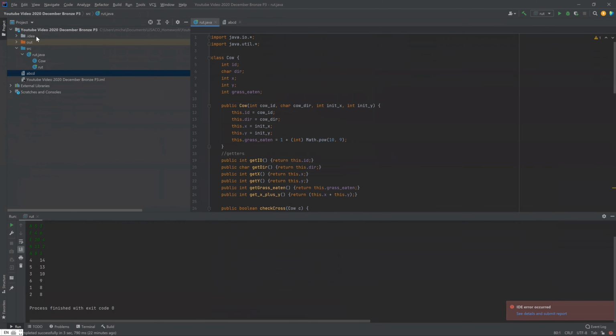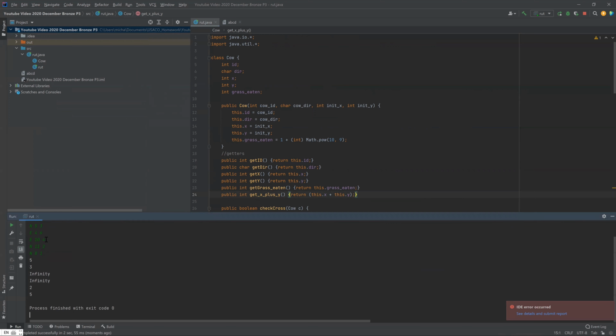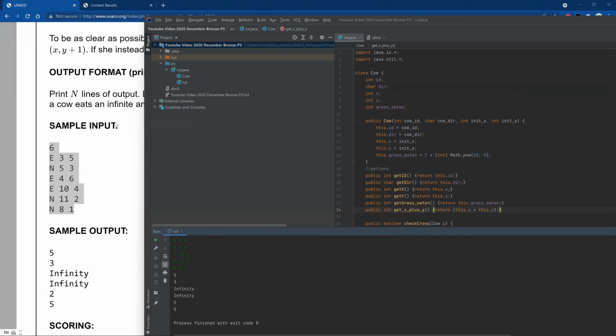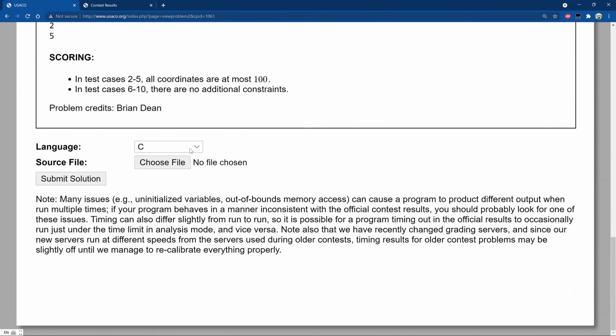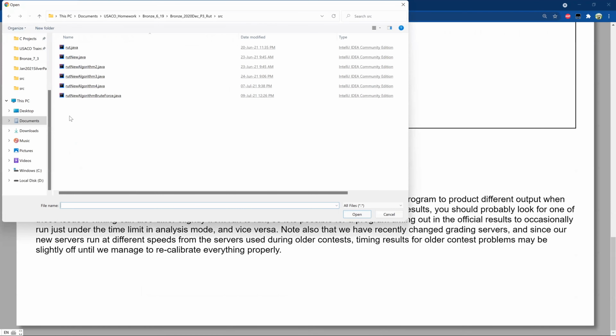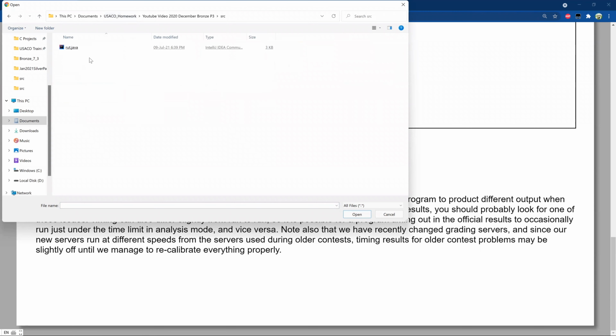Okay, so now let me try the test case to see if it's correct. Run. Yep, there we go. It's correct. 5, 3, infinity, infinity, 2, and 5. All right, now let's take a look. Let's see how many test cases I can get correct.